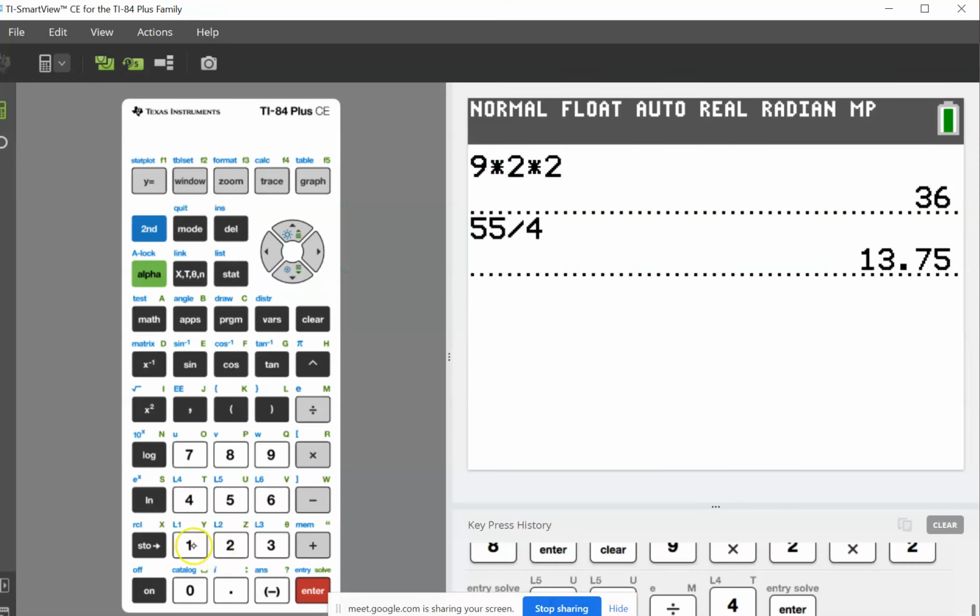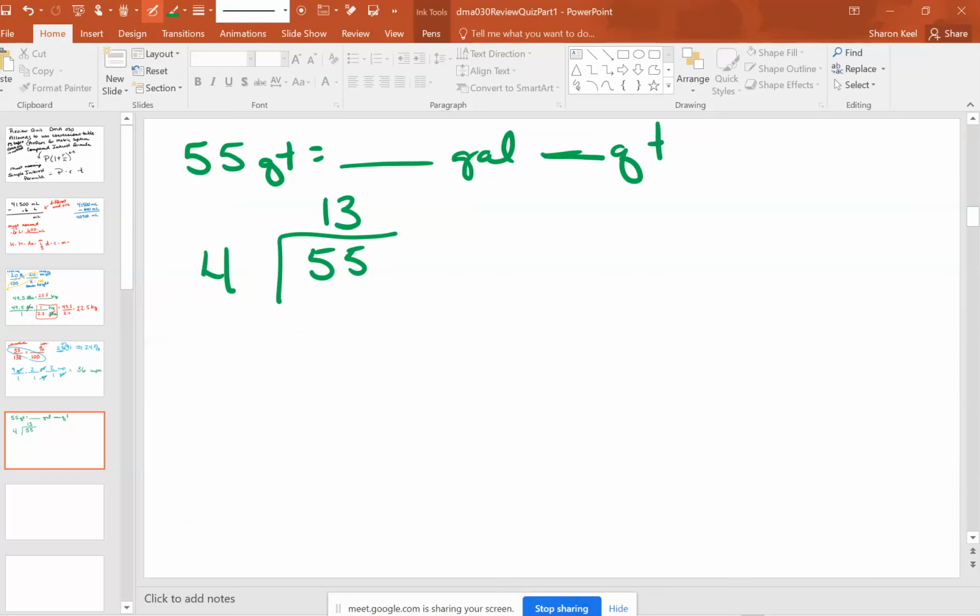Then we're going to multiply 13 times 4. That gives us 52. And when we subtract, we have a remainder of 3. So we would have 13 gallons and 3 quarts.